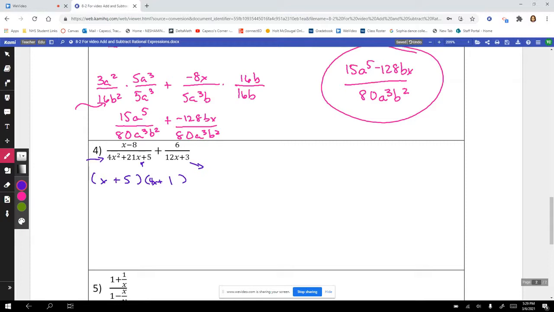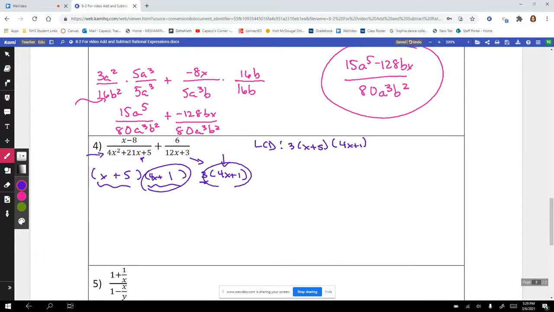Now I'm going to work with my second denominator. I'm going to factor out a 3. Factor out a 3. And I'm left with 4x plus 1. Now my LCD here, I need to have all parts. So my monomial, the only thing I have there is a 3. And I have x plus 5. And I also have 4x plus 1. Now I have another 4x plus 1 over here, so I don't need to write that twice because they only appear one time in each denominator.